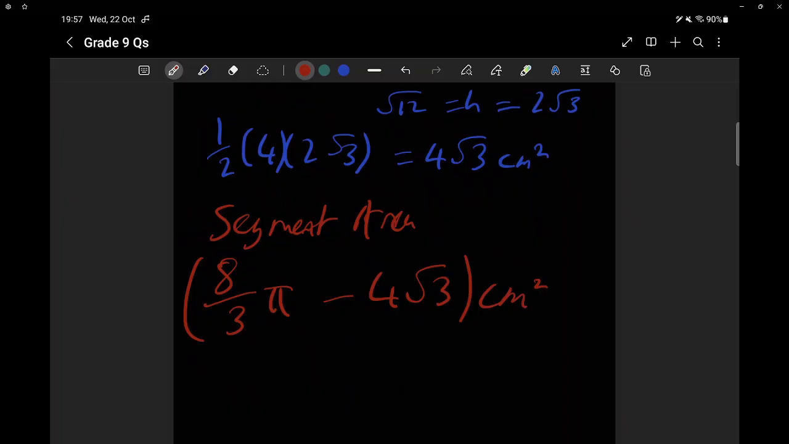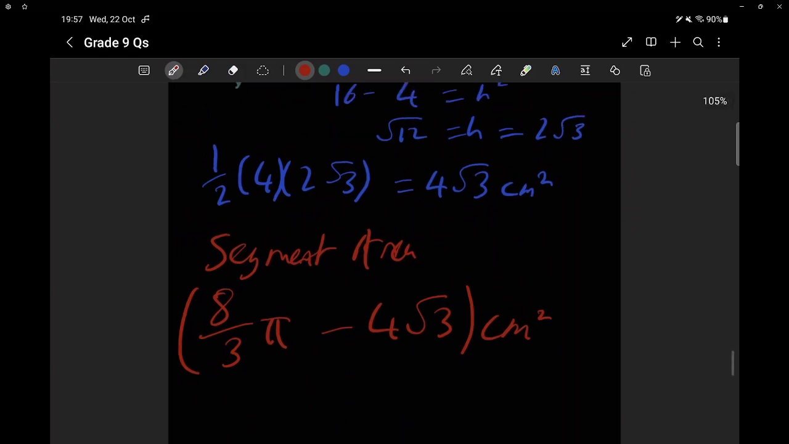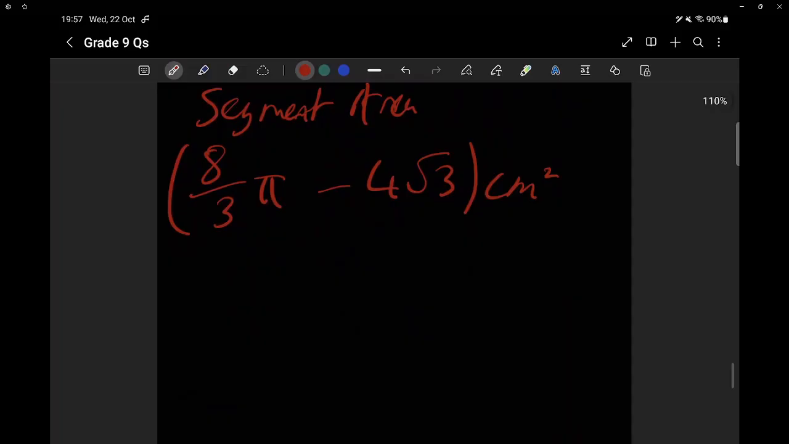And that's what puts this question into that 5-mark range. This bit here, because this is where we need to start thinking about how to find the shaded area.